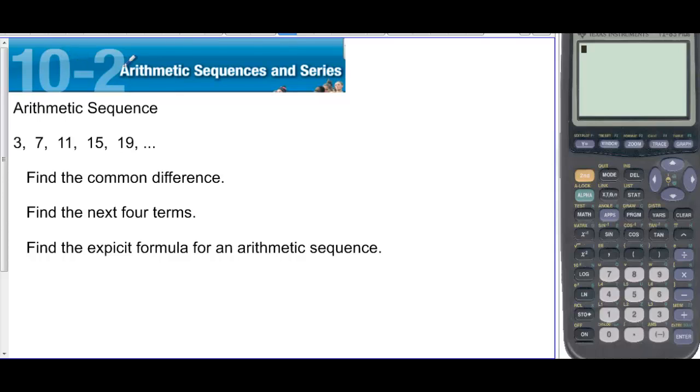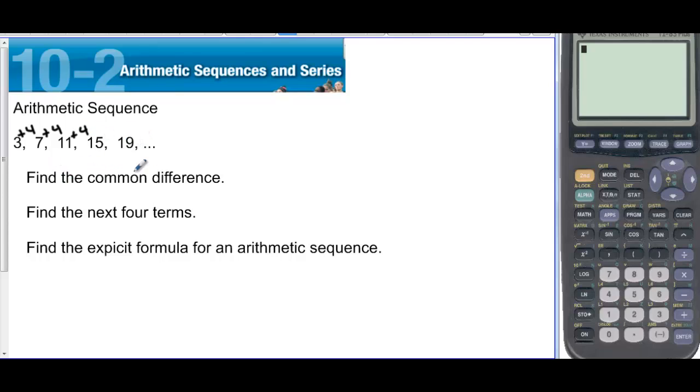This is section 10.2 on arithmetic sequence and series. We have the sequence 3, 7, 11, 15, 19, keep on going in that pattern forever. And what makes this an arithmetic sequence is we add the same amount every time. So 3 plus 4 is 7, add 4, that's 11, add 4 to that one is 15, and so on.